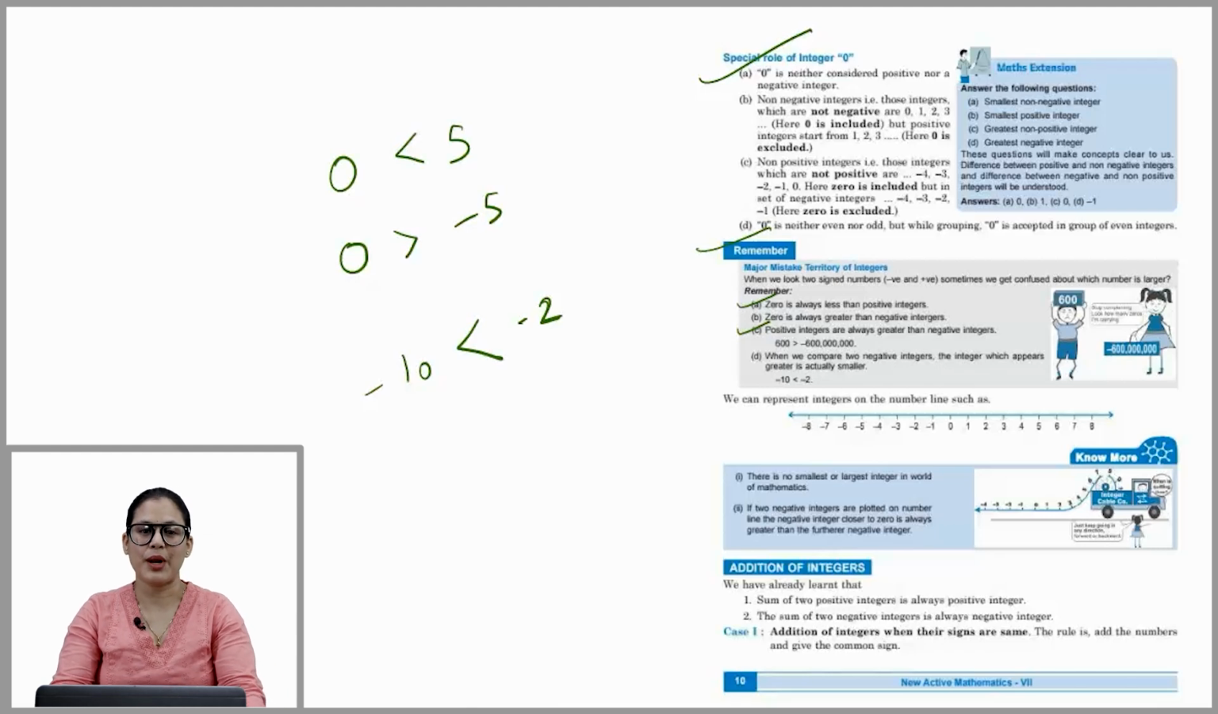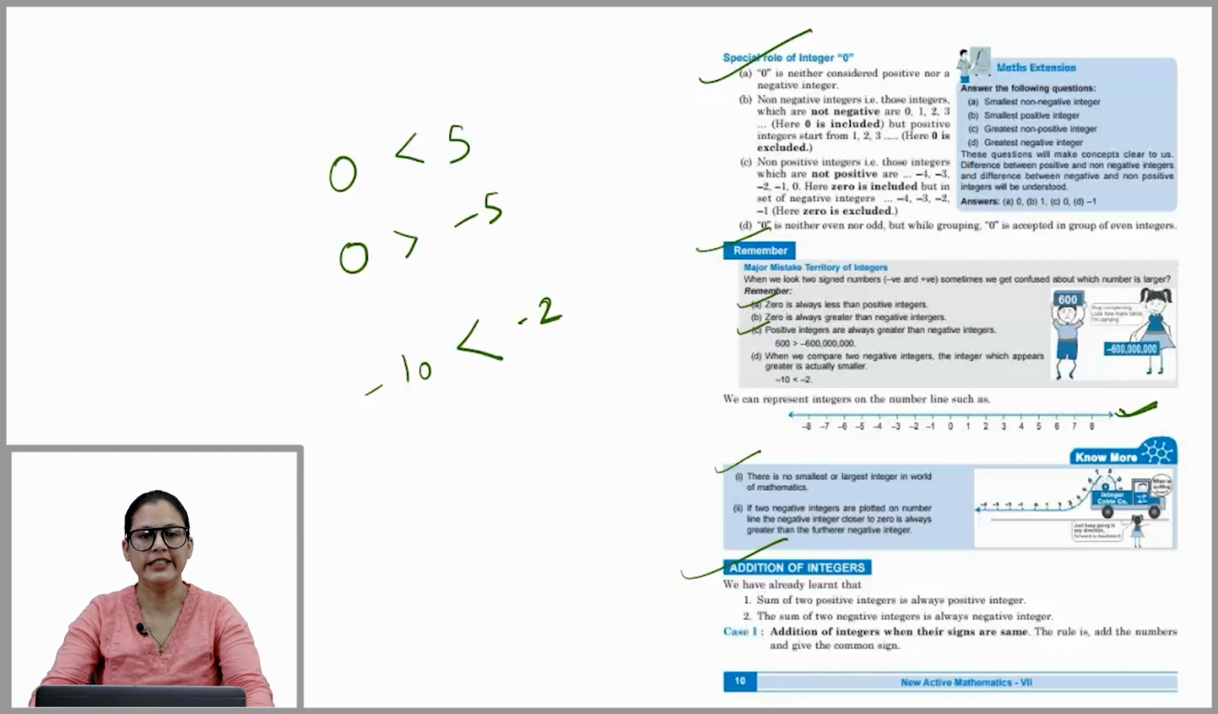We can represent integers on the number line, such as we represent negative numbers and positive numbers on the number line, right? There is no smallest or largest integer in the world of mathematics. And number 2, if two negative integers are plotted on the number line, the negative integer closer to 0 is always greater than the further negative integer. Now, addition of integers.